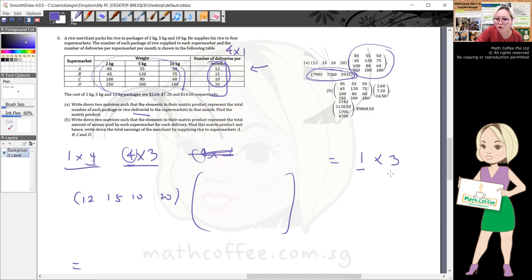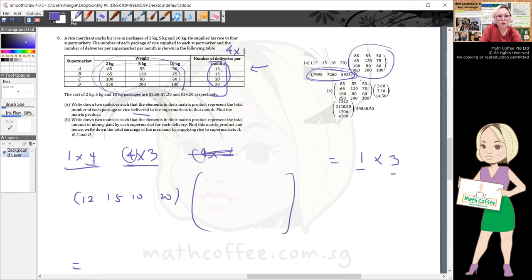This is a 1 row and 3 column matrix, so you can say, oh, I'm definitely correct already because I got my order correct. Okay, next, write down the true matrix such that the elements in their matrix product represent the total amount of money paid for each delivery. Then find this matrix product and hence write down the total earning of the merchant by supplying rice to market A, B, C, and D.